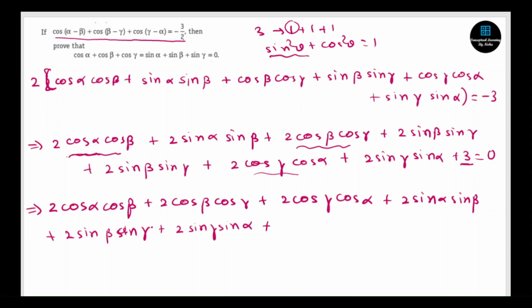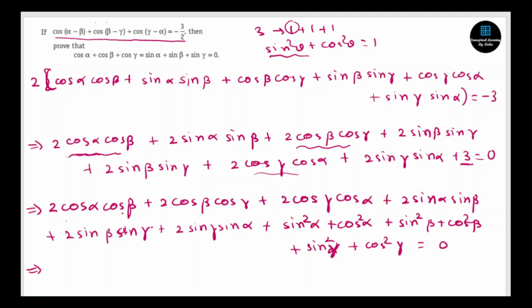And now I am writing this 1 plus 1 plus 1 as sin square alpha plus cos square alpha, plus sin square beta plus cos square beta, plus sin square gamma plus cos square gamma, equals 0. Now we have to apply the identity of x plus y plus z whole square, right?